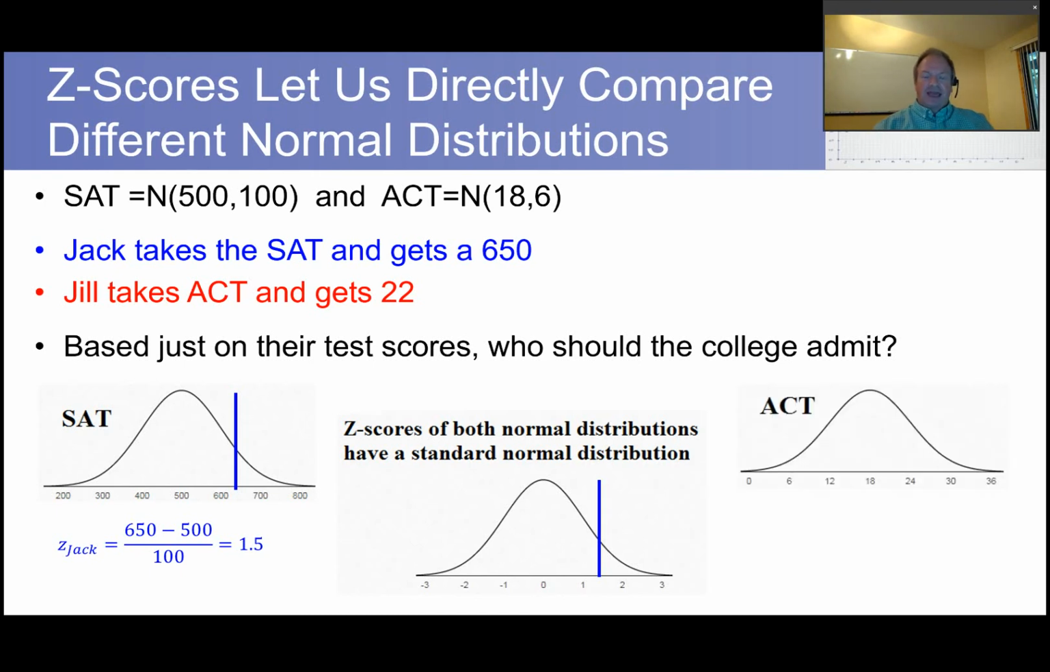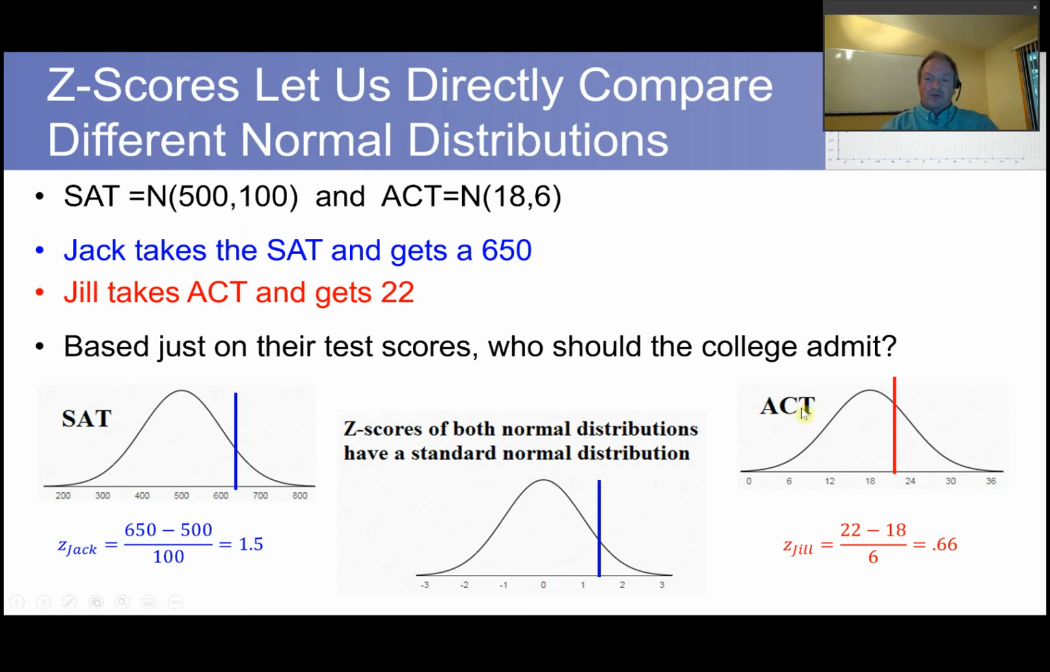Now notice the ACT scores, again, have a normal distribution. Their mean is 18. I step out in units of standard deviation of 6. And again, we can't compare Jack and Jill's scores directly, right? I mean, a monkey could take the SAT and score higher than the brightest person taking the ACT, right? So what we're going to do is look at Jill's score, and we're going to play the same game. We're going to compute the z-score for her ACT score, which is 0.66.